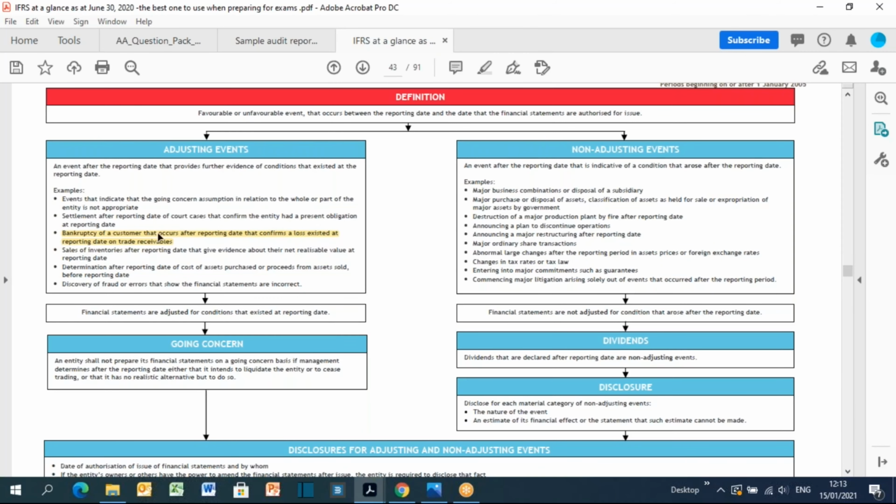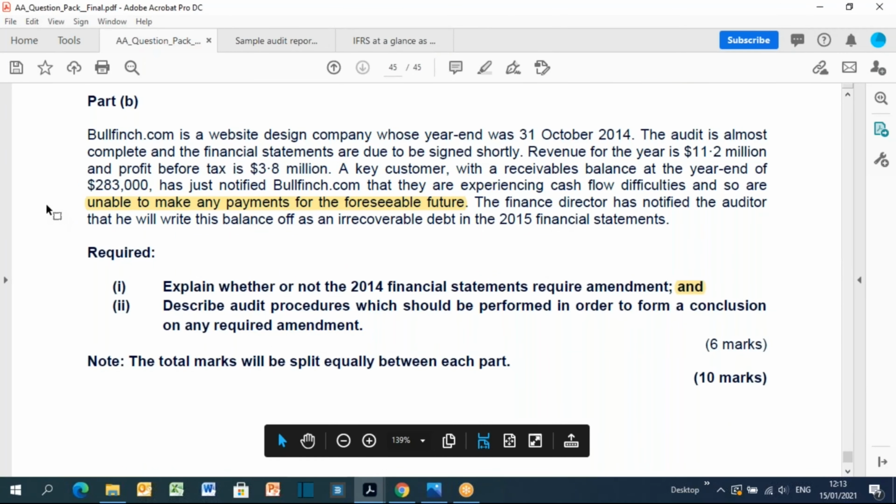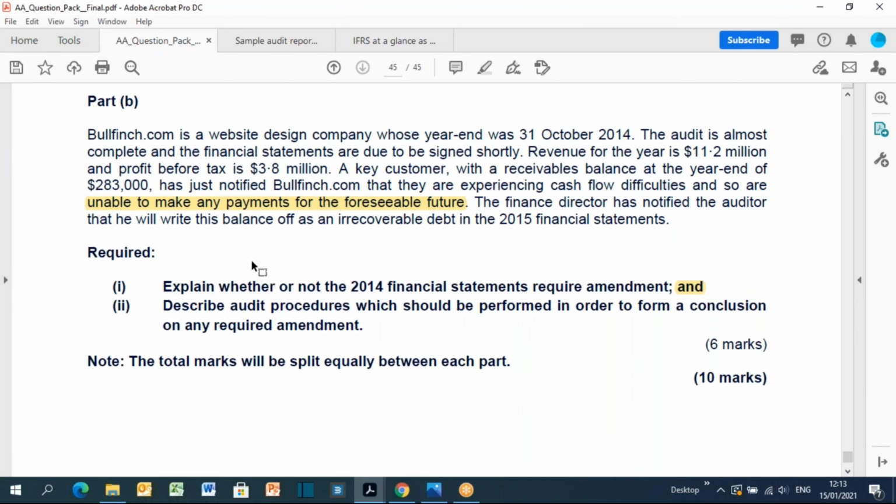So in this case, bankruptcy of a company, or in this case, the customer notifying the company that they have no money to pay in the foreseeable future, is an adjusting event because it relates to a balance that existed at the year end. If you keep that balance in the financial statements, but you know that that customer won't pay that balance in the future, then the financial statements are materially misstated. What is important is that they say here that the audit is almost complete and the financial statements are due to be signed shortly.